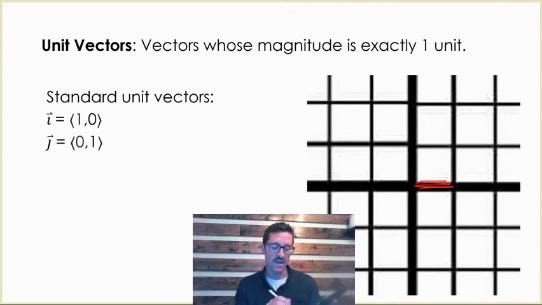So right here, I've zoomed way in on a coordinate plane so we can see it. That vector right there would be vector i. And then a vertical vector right here, I'm trying to show it in purple. I don't know how well that's going to show up. But that right there is going to be vector j. Those are our standard unit vectors.